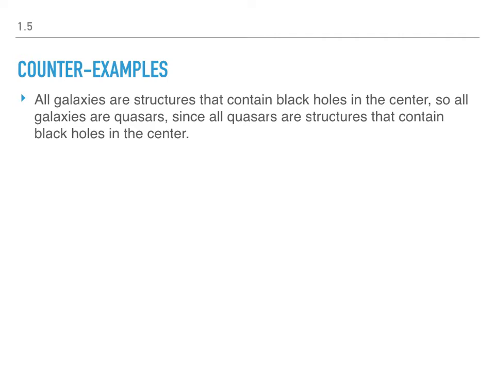Now, rather than just rely on your intuition about these premises, are they true or false? Because, are all quasars structures that contain black holes in the center? Well, you could Google that and find out. But actually, what we're more interested in is the structure that this argument pattern, this exemplar of some kind of reasoning here, represents. Is it good reasoning or is it bad reasoning?